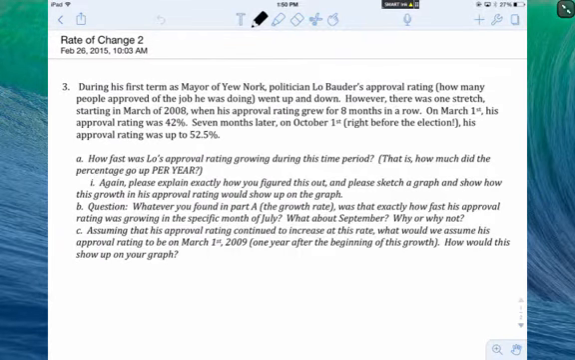Hey guys, and welcome to this video once again discussing the concept of rate of change and how it pertains to these real-world situations that we're going to model using graphs and tables of values and later equations.